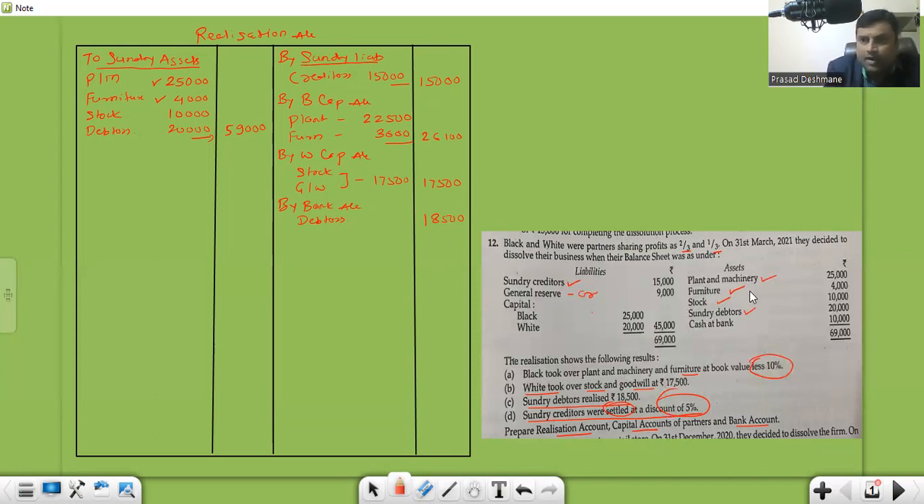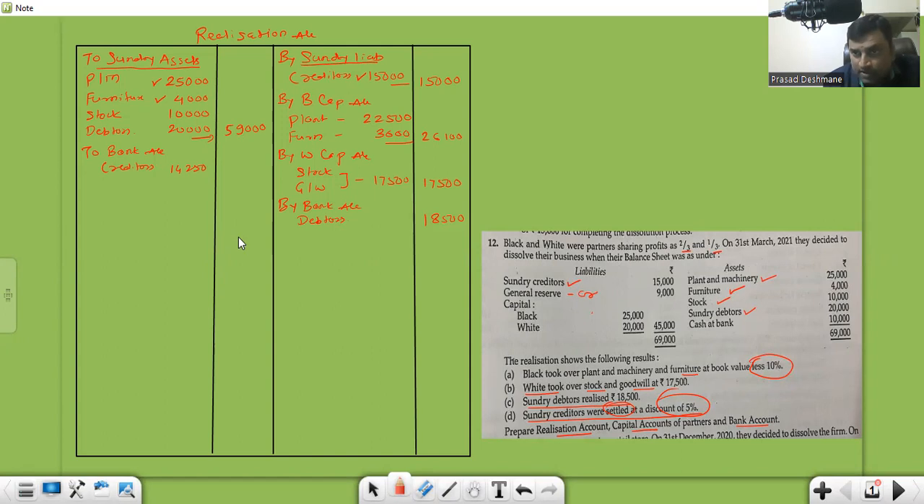Paid means payment. Payment comes on which side? Payment comes on the debit side, right? So who paid it? No name is given, so again through bank. If the name is given, I'll write the name. If the name is not given, I'll write bank. Okay. Creditors. How much? Creditors value was 15,000. This is a 5% discount, so 15,000 minus 5% comes to 14,250. Okay. Any other payments we have?